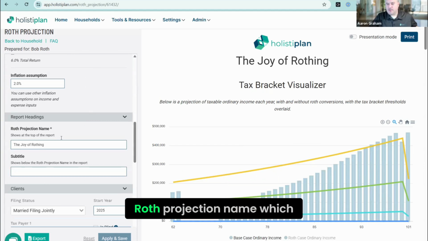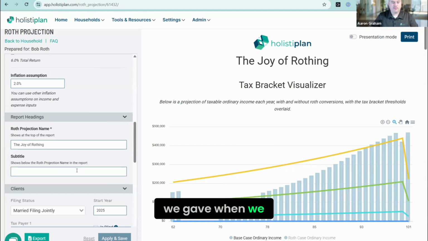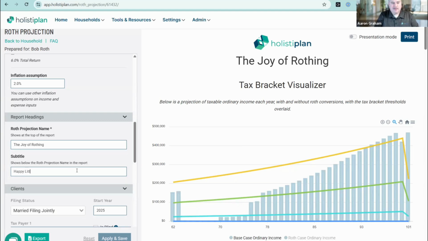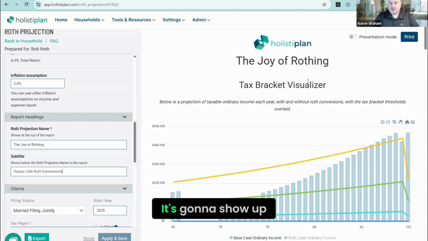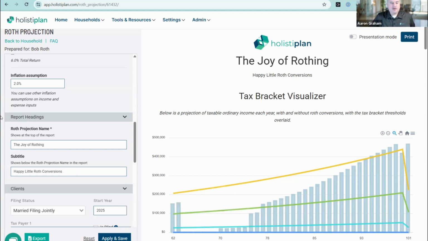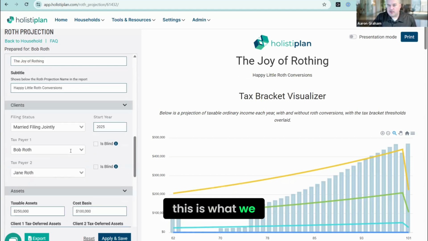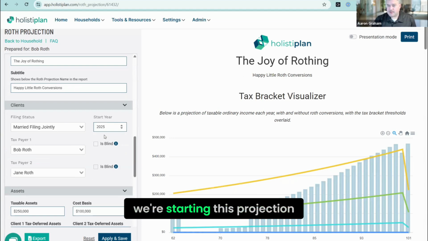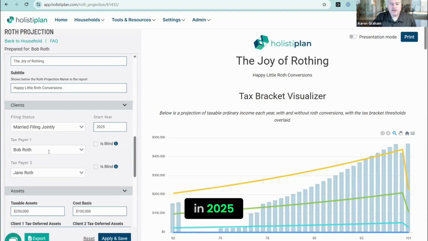Here we have the Roth projection name, which we gave when we built it: Happy little Roth conversions. You can put this title any way you'd like. It's going to show up underneath the bottom. For our clients, this is what we did when we created the Roth projection. They're married filing jointly. We're starting this projection in 2025. Taxpayer 1 and client 1 is Bob. Taxpayer 2 or client 2 is Jane.